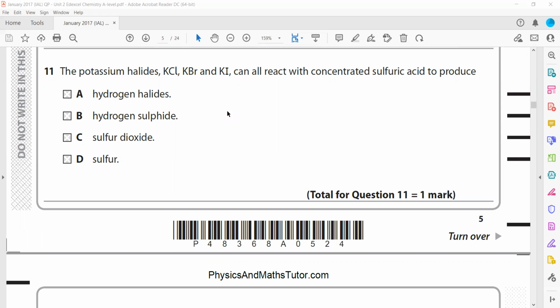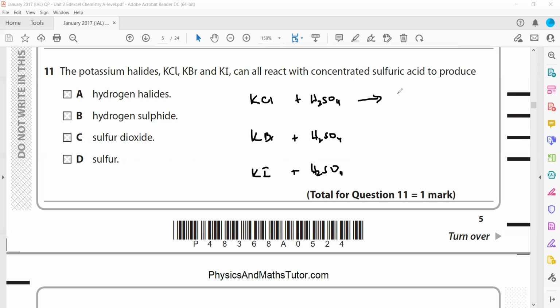Question 11. The potassium halides KCl, KBr, and KI can all react with concentrated sulfuric acid to produce what? What is the first reaction? If you have KCl, KBr, and KI, the first thing they will produce is hydrogen halides. When KCl reacts with H2SO4, this also reacts with H2SO4, and this also reacts with H2SO4.